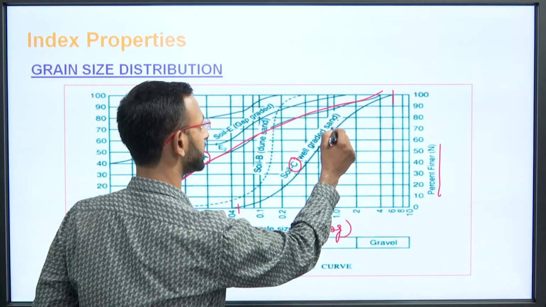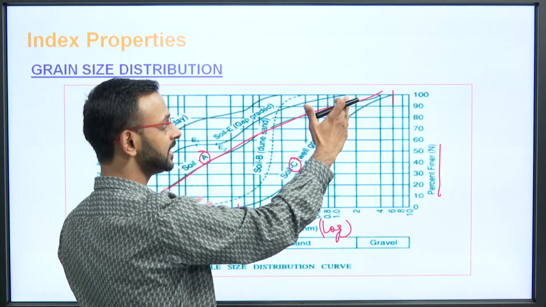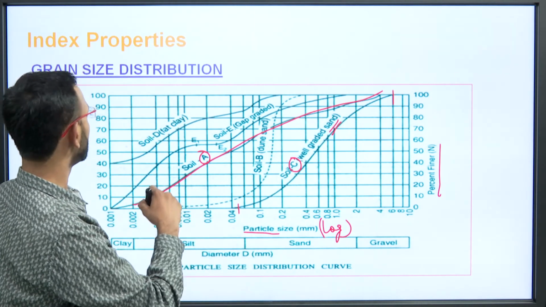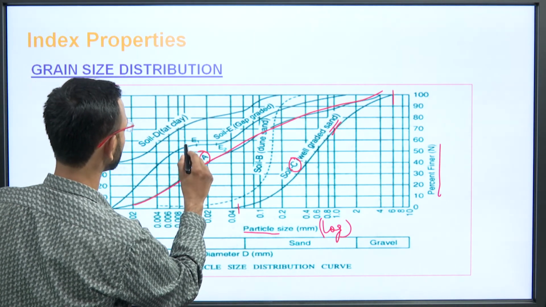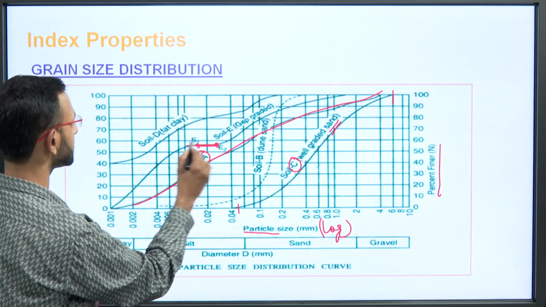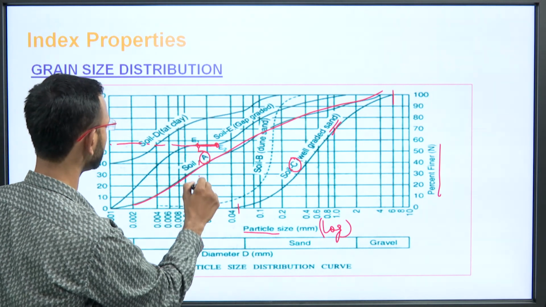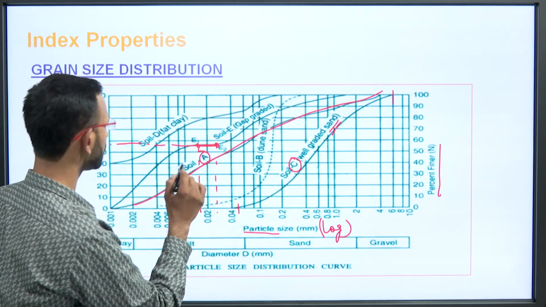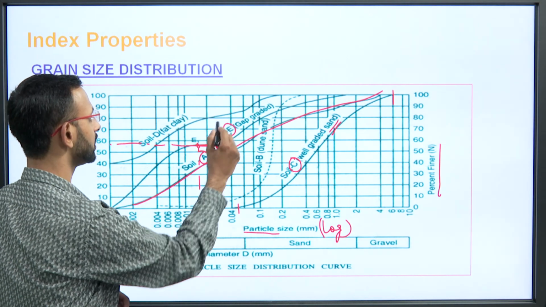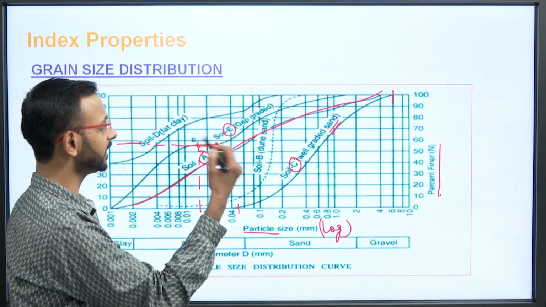If we talk about sand, yes, it is very much well graded, because it is encompassing all the different sizes of the soil. Then if we see here E1 to E2, this size of particle is missing. So, this one is the gap graded soil. If the curve goes flat somewhere, that is the gap graded soil.